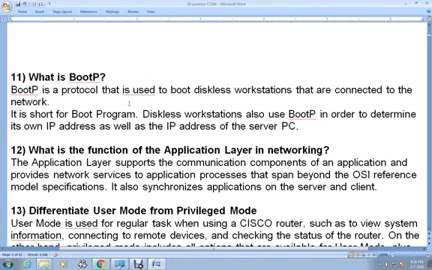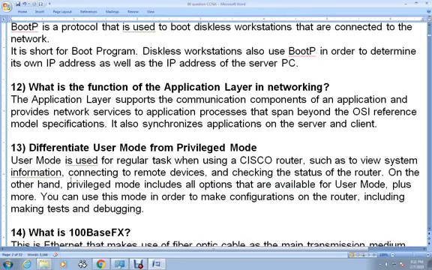Next question, guys: what is BOOTP? BOOTP is a protocol that is used to boot diskless workstations that are connected to the network. It is short for boot program basically. Diskless workstations also use BOOTP in order to determine their own IP address as well as the IP address of the server PC. So this is very important, BOOTP.